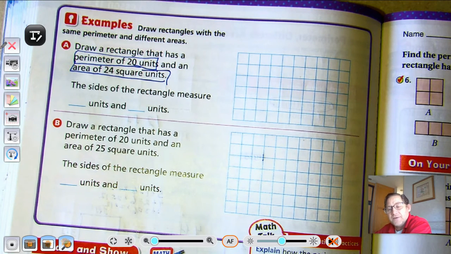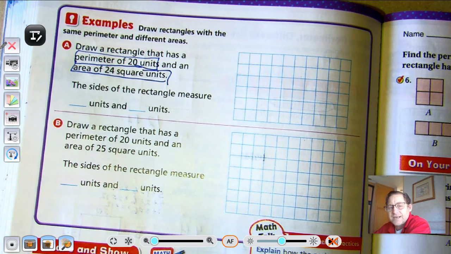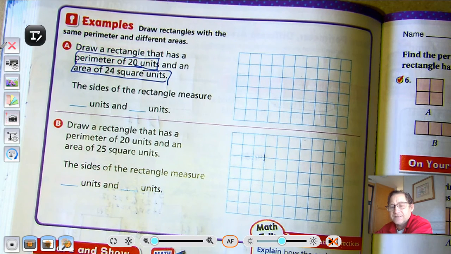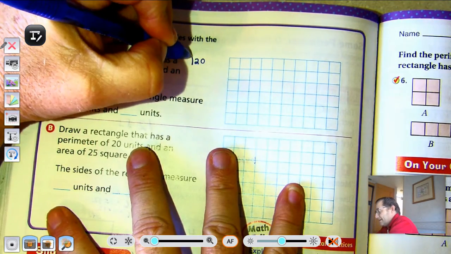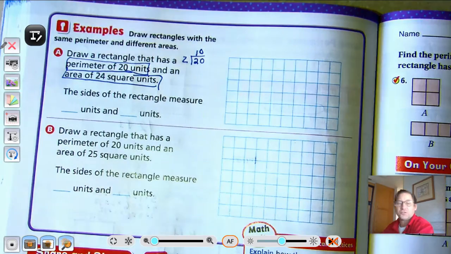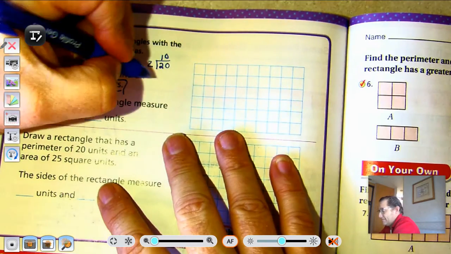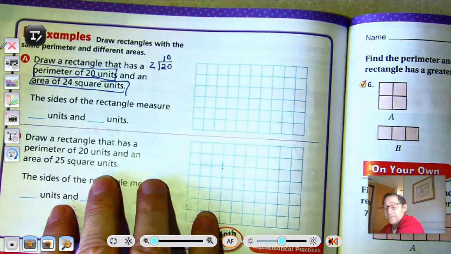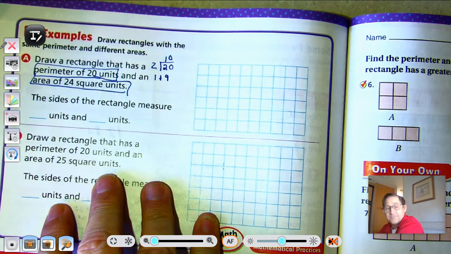Okay, so let's think about that. So we know that a rectangle has 4 sides. Two of the opposite sides are exactly the same, right? So we could take 20 and divide by 2. That would tell me 10. So we know that we need a sum of 10 for 2 of the sides of the rectangle. So I could say 1 plus 9, right?